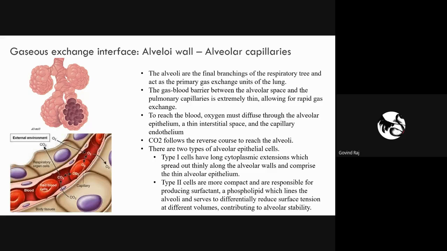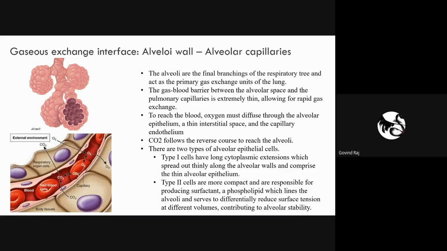So here the gas blood barrier between the alveolar space and the pulmonary capillaries is extremely thin. This is what we are looking at. We have the respiratory organ cells, that is the alveolar cells, and we have the blood vessels. And here the interface is so small that the gases get readily diffused into the blood and from the blood to the outside. So that is all dependent on the partial pressure.